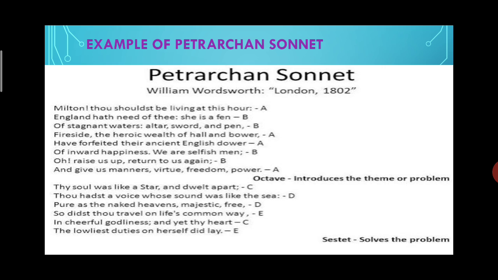There the octave introduces the theme or the problem of the poem or the sonnet. Octave means 8 lines and sestet means 6 lines. So in total it is 14 lines, and the sestet solves the problem. So this is a very famous sonnet by William Wordsworth, which was written after the death of Milton.